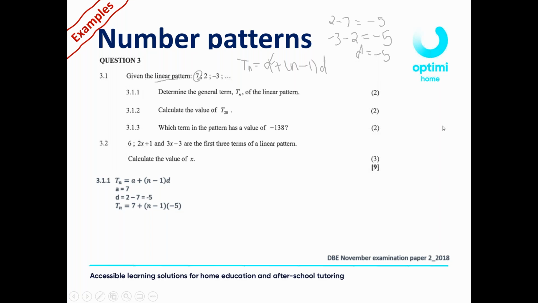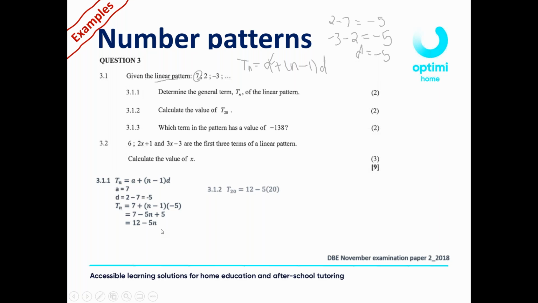I'm just simplifying this a bit. 7 and then -5 times n is -5n. -5 times -1 is +5. And then 7 plus the 5 is 12 minus 5n. And this is your general term. Tn is equal to 12 minus 5n.